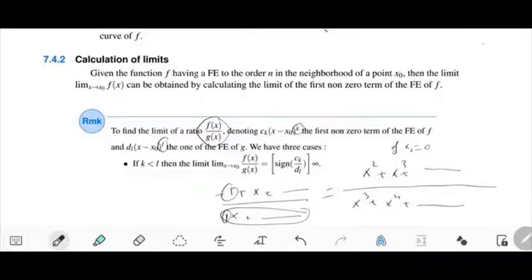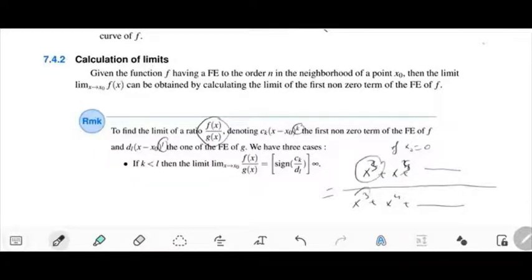Now the second case is when k is equal to L. If k is equal to L, then you have something like this. So you have x3 in here, x4, etc., or x5, whatever. What I care about always is the first term, the first non-zero term. I didn't take x2 because it's not in there. The coefficient of x2 is 0.